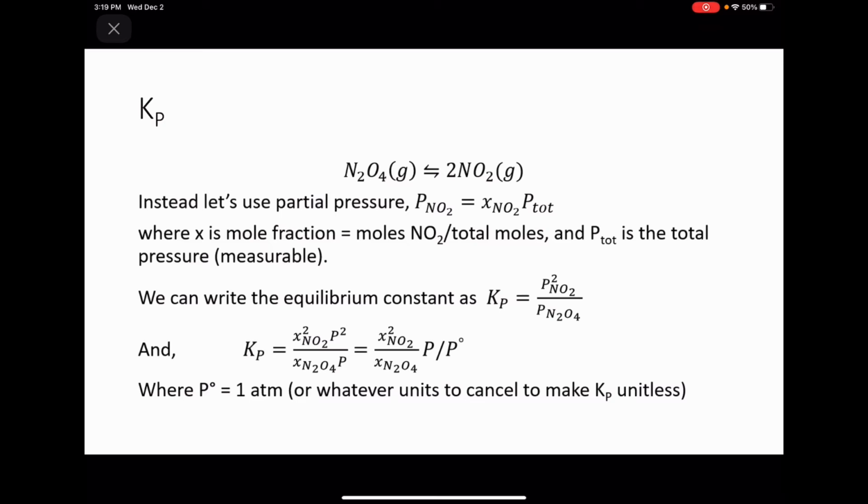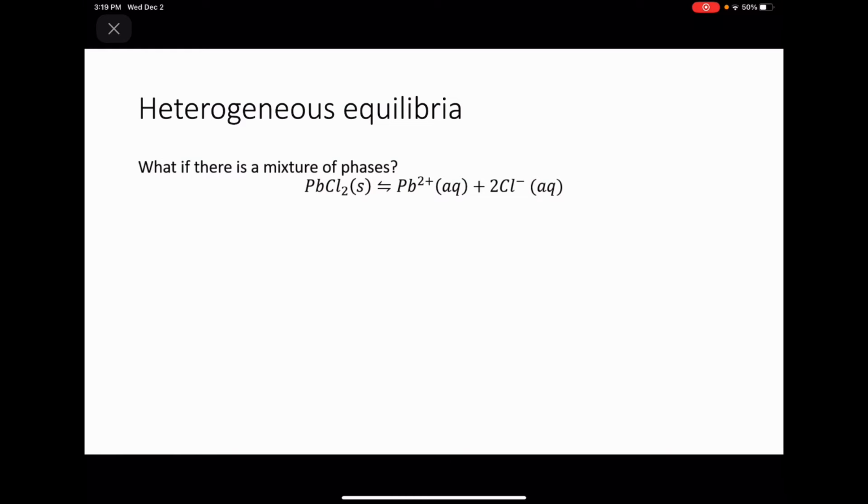Now notice, once again, we have to have our equilibrium constant be unitless, so we're dividing by a standard state. In this case, a standard state is 1 atmosphere or 1 bar or 760 torr, whatever it is, in order to make this unitless. So what happens if we have something that has multiple phases?